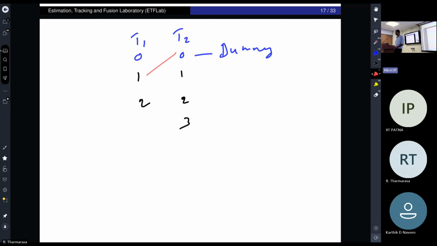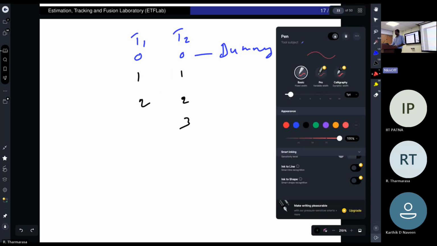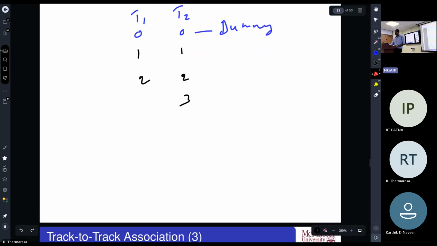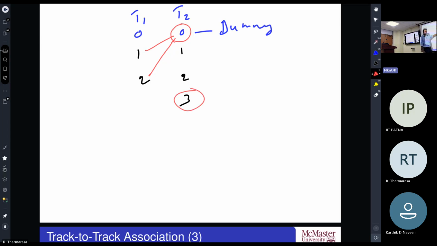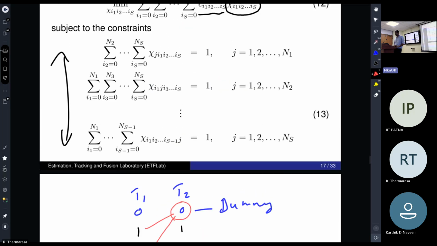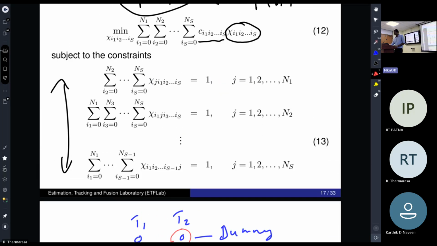Okay, so this dummy is there to show that no association. If it goes here, no association, but there's no constraint on this. You can have multiple connections to that, but this point cannot have multiple connections. Okay, that is the multi-frame assignment formulation. Then if you want to put those in constraints, then that is what it says.